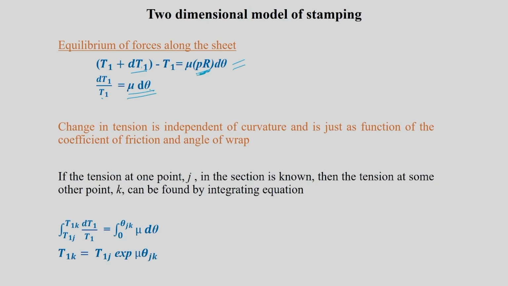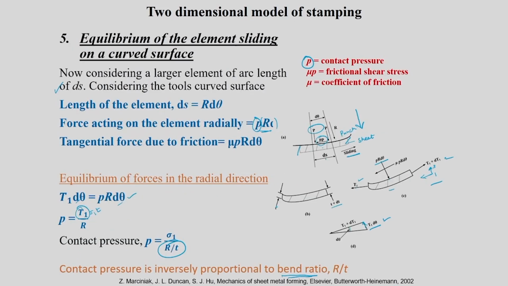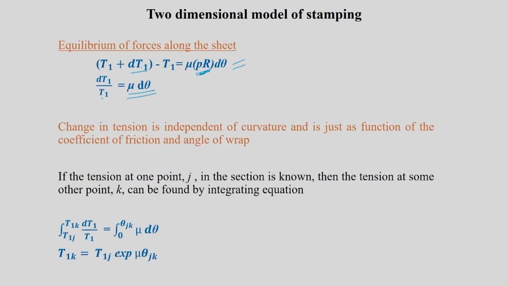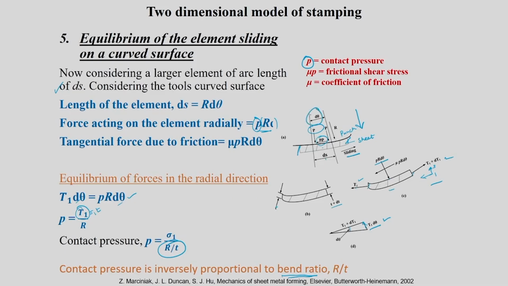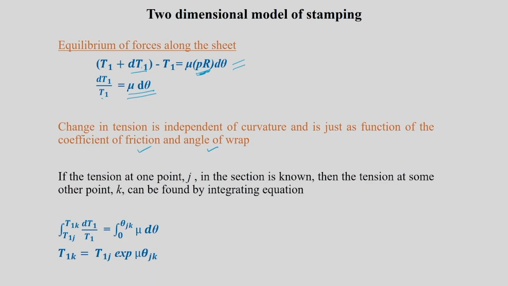What does that mean? That means the change in tension between these two points, which are actually deforming and sliding below the punch, is independent of the curvature and is just a function of the coefficient of friction, and we are going to call this d theta the angle of wrap. So the pressure depends on the bend ratio, which also depends on the curvature, but the change in tension does not depend on the curvature, rather it depends only on the coefficient of friction and the angle of wrap.